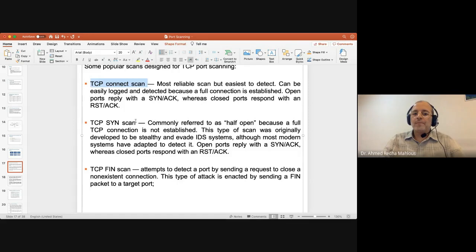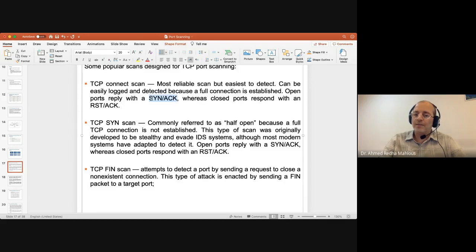Sometimes you do what is known as a TCP SYN scan. We're going to see some examples later. What is meant by SYN scan? This is known as half open. What is meant by half open? That means you will send a SYN packet, a packet with the SYN flag set to 1, and in a normal communication you will receive a SYN-ACK.